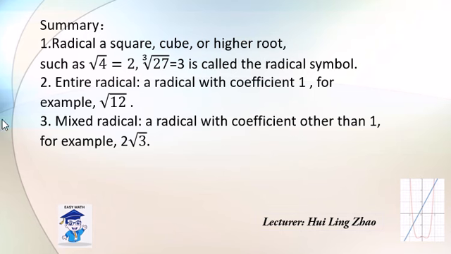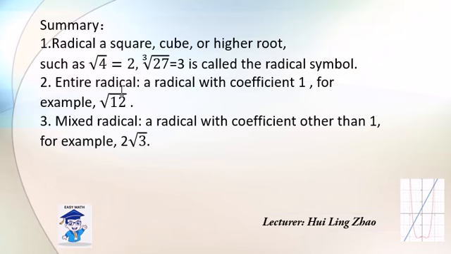Summary. Number 1, radicals are square, cubic, or higher roots, such as the square root of 4 equals 2, and the cube root of 27 is 3. It's called a radical symbol.